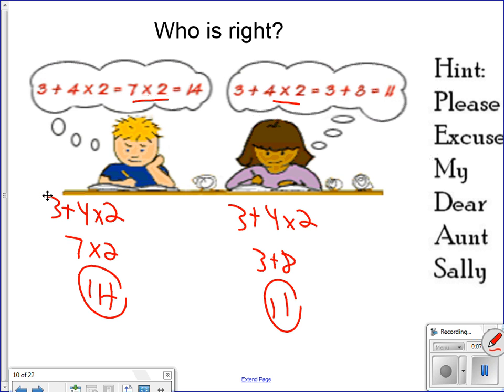Who followed the order of operations? You have to multiply first before you add. This person right here decided to add first because they did 3 plus 4. That's why they got 14. This person decided to multiply first, which is an 8. This student is the one that is correct.